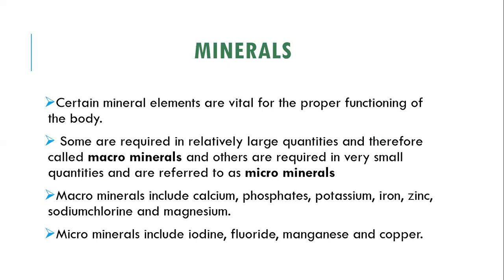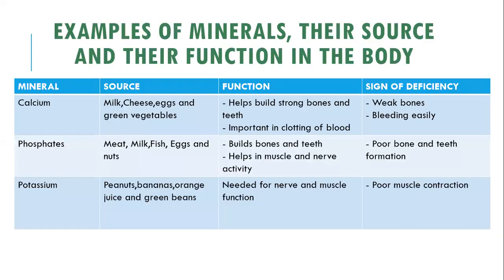Moving on, let's see examples of these minerals, their sources, their functions in the body, and also the signs of deficiency. Starting with calcium, the sources of calcium are milk, cheese, eggs, and green vegetables. The functions: it helps build strong bones and teeth, and it is also important in clotting of blood.